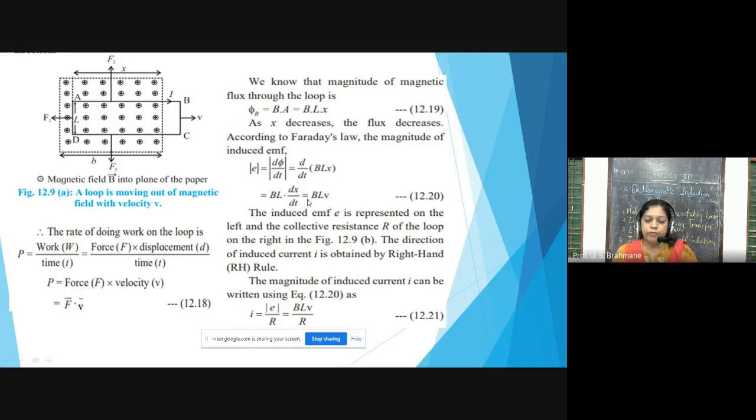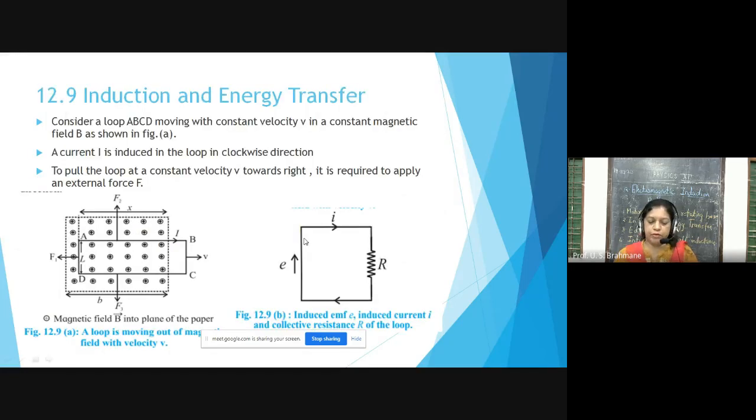Now the induced EMF E is represented on the left and the collective resistance R of the loop on the right. The direction of the induced current I is obtained by the right-hand rule. This is for the same diagram.